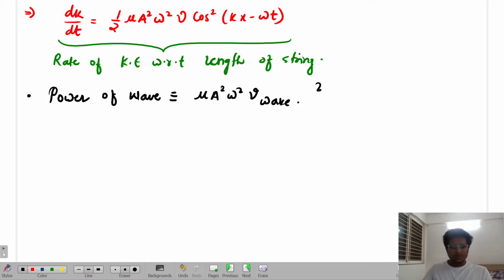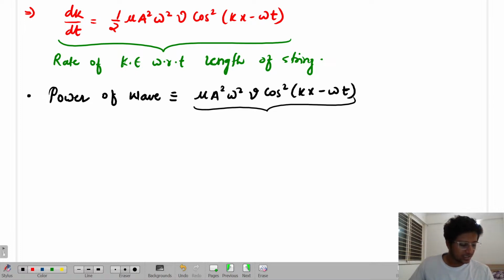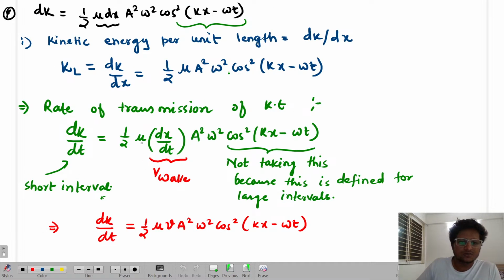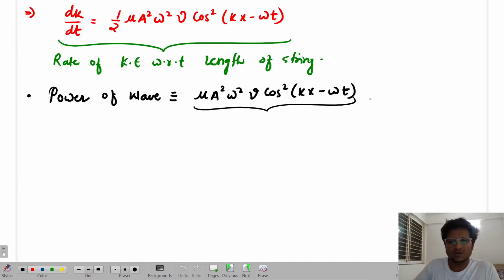But this power, one minute, sorry: power of wave is v into cos square (kx minus omega t). But where is this 2 gone? The 1 by 2 is something called an average rate. So I'm just not including this 1 by 2, because if I do that differentiation, this 2 can be cancelled out. And this power, since it is dependent upon time, is defined as instantaneous power. Did you understand what I said or not?